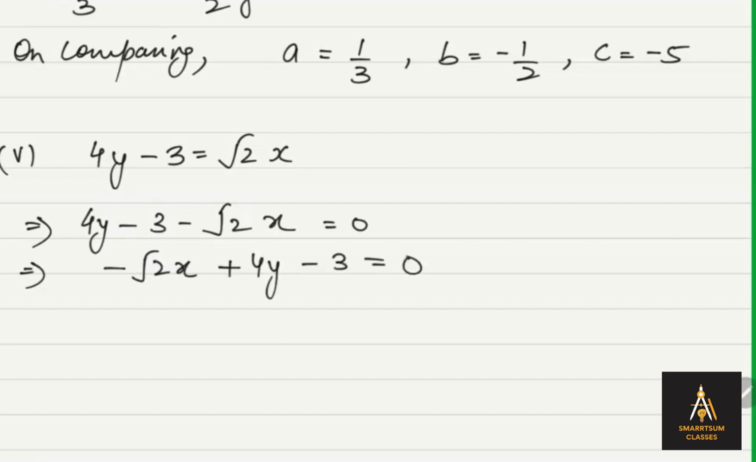Getting it? Now, if you multiply both sides with negative sign, so what you will get? Root 2x minus 4y plus 3 equal to 0. So what you have done? You have multiplied both the sides with minus 1. So minus 1 into 0 will be 0. And minus 1 into minus root 2x will become root 2x, means sign gets reversed. Now compare.